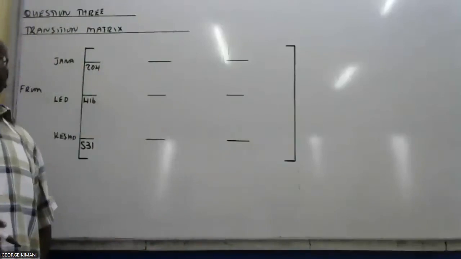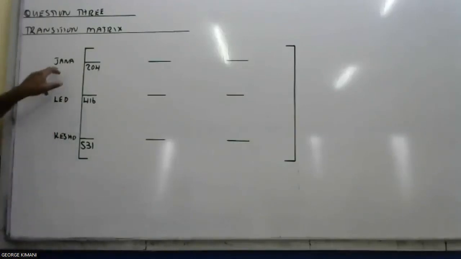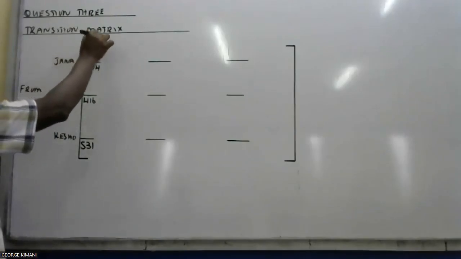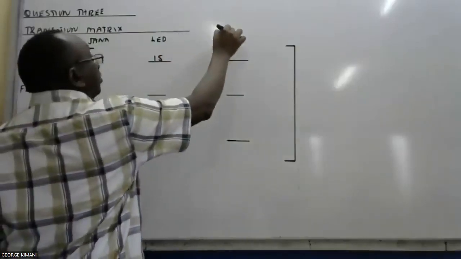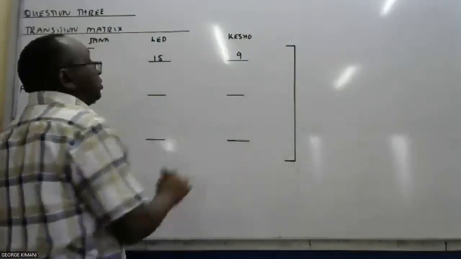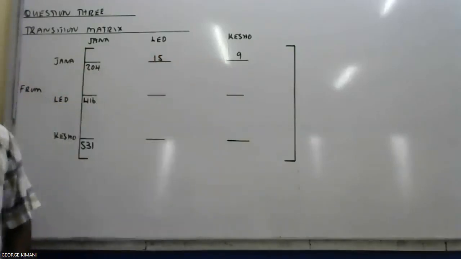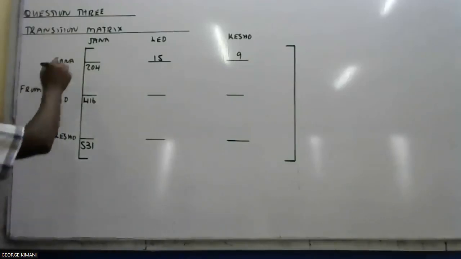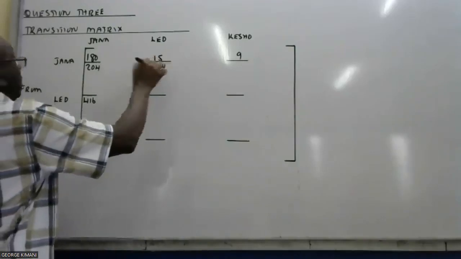Then if you go to the segment that is at the center, you can see where it's written losses to. Are you there? Yes. Now you can see from Jana to Jana, there is nothing that has been lost. And from Jana to Leo, they have lost how many? 15. And from Jana to Kesho, they have lost 9. So they began with 204. They have lost 15. They have lost 9. So subtract, they have retained what? 180. That is what they have retained.